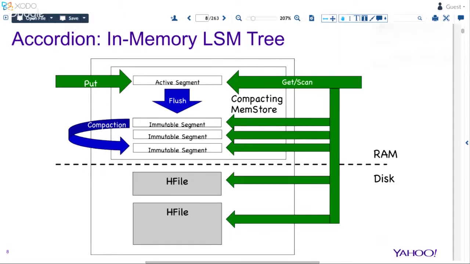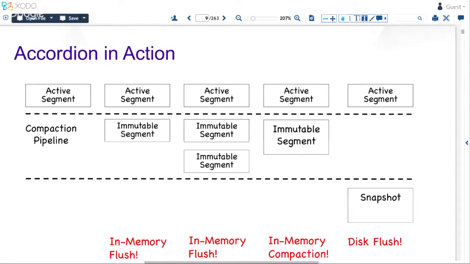So this whole new creature is called Compacting MemStore. Why is it called Compacting MemStore? Because every once in a while we can run compaction among the immutable segments, eliminate the redundancies, and create a more efficient index representation than we used to have with a single big monolithic active segment.